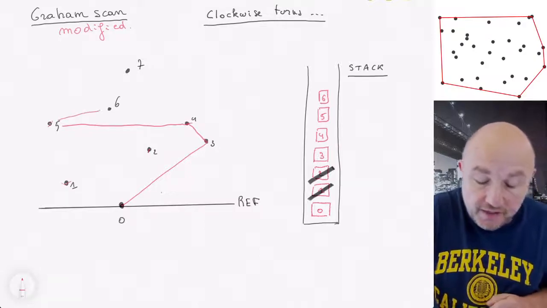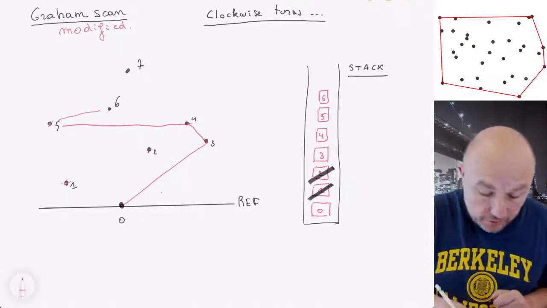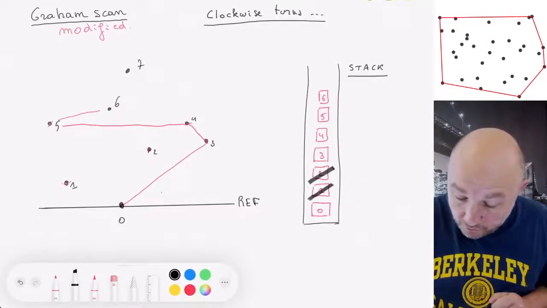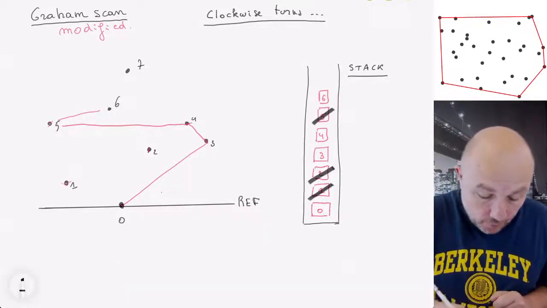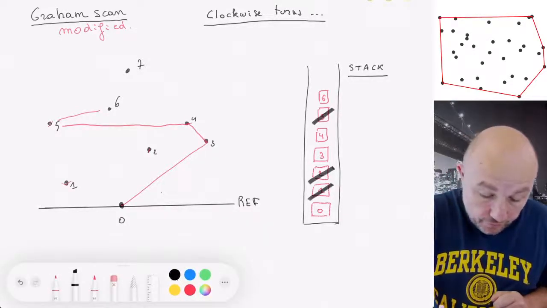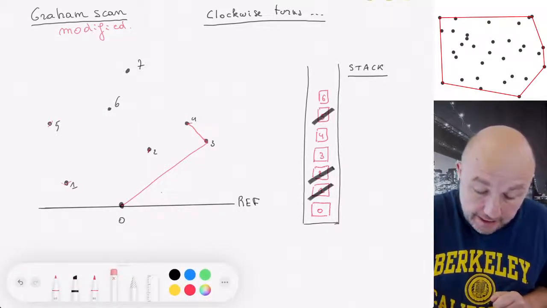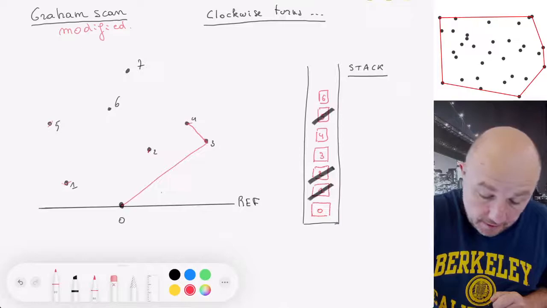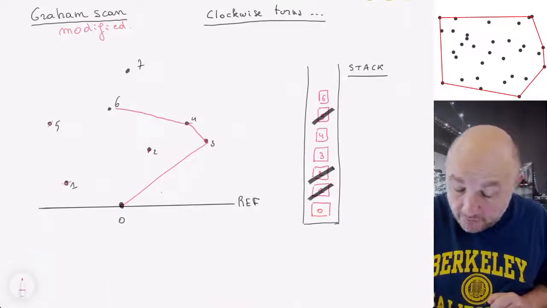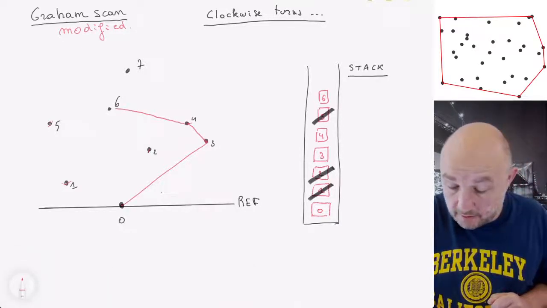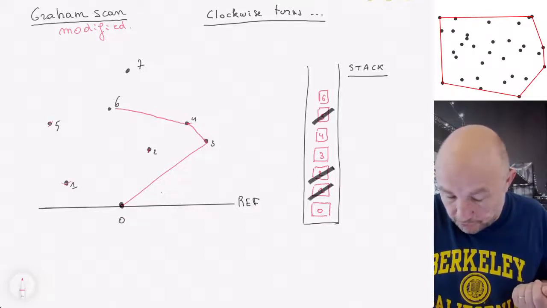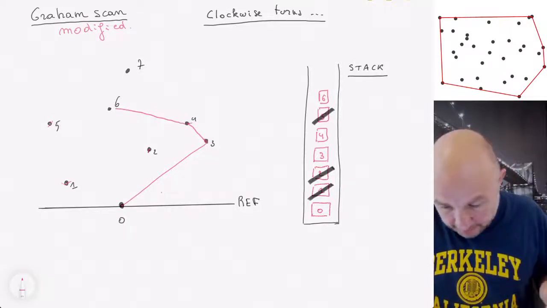4, 5, 6 turn clockwise. What do we do? We remove the middle points. We geometrically remove those 2 things, and we go here like that. 3, 4, 6. And we check now if 3, 4, 6 is counterclockwise. It's the case, so I can continue.